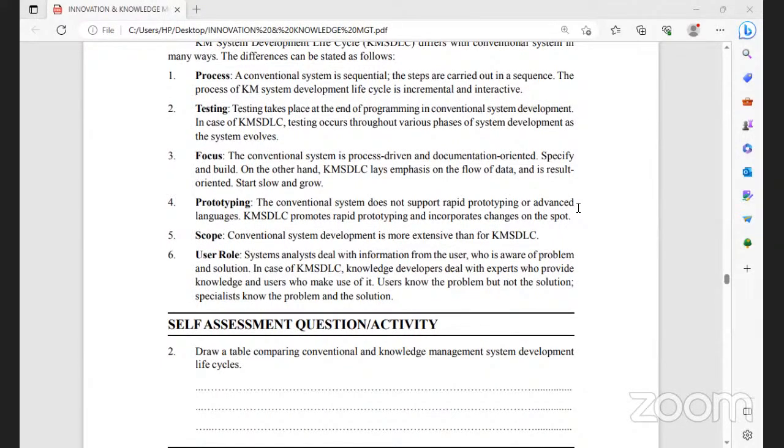In case of knowledge management system development lifecycle, knowledge developers deal with experts who provide knowledge and users who make use of it. Users know the problem but not the solution. Specialists know the problem and the solution.